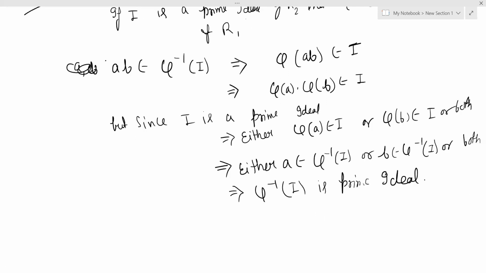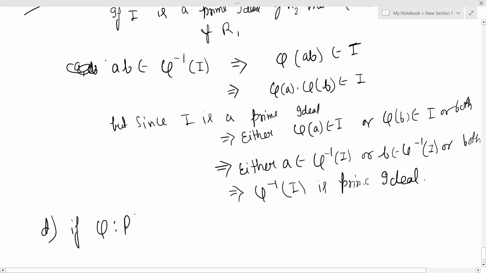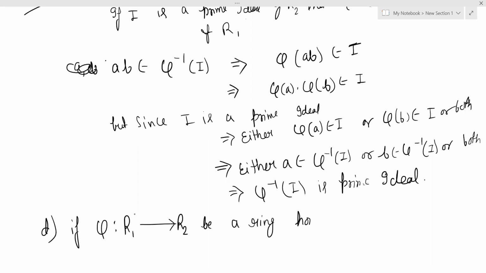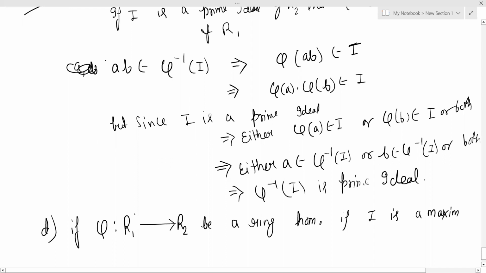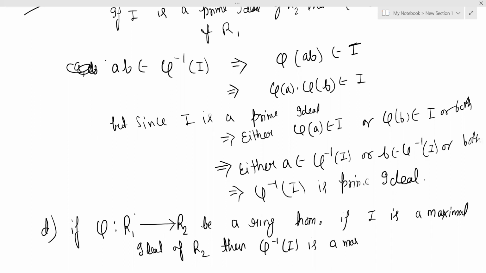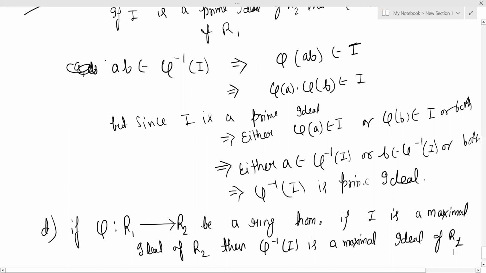Next part. If phi mapping R1 to R2 is a ring homomorphism and I is a maximal ideal of R2, then phi inverse I is a maximal ideal of R1. Is this true or false?